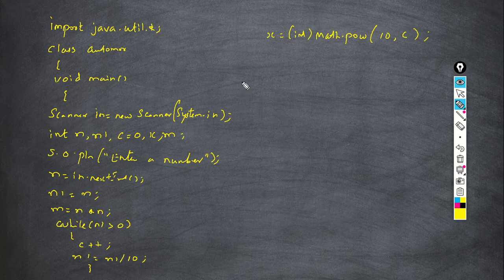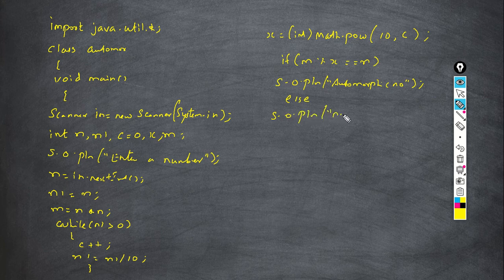After that, I'm checking if m modulus x is equal to n, then System.out.println it is an automorphic number. Else I print System.out.println not an automorphic number. So this is the logic. Hope you understood, and this works fine with the program. All the best.